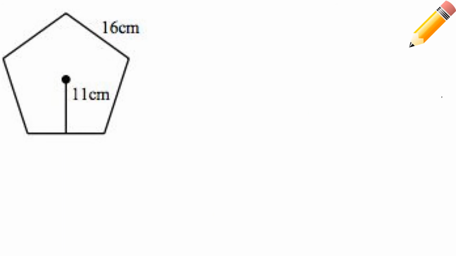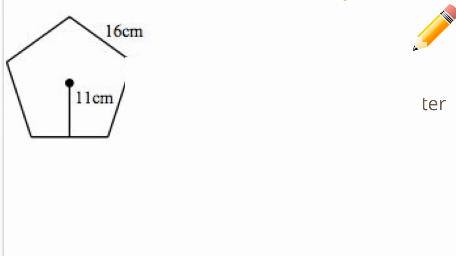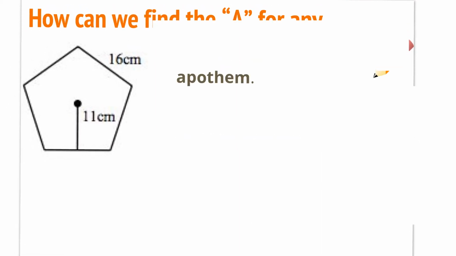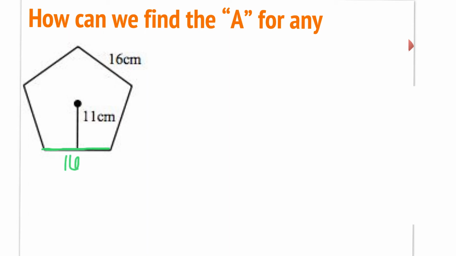Alright, so now we're getting into all the complicated stuff. How can we find the A, or the area, for any polygon? So this is probably what most of you did, but I'm going to go ahead and review everything first. So the radius, the base, is going to be 16. The radius is here. And the apothem is the 11.